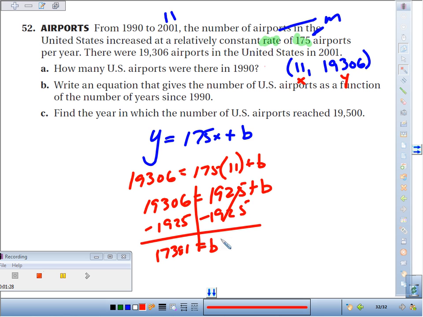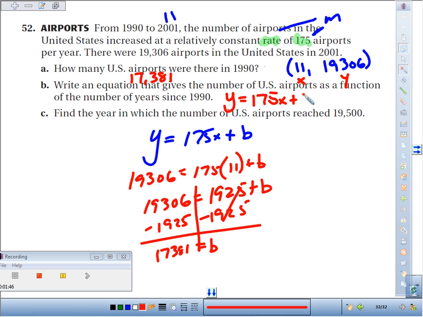Okay, so how many U.S. airports were there in 1990? There were 17,381. Write an equation that gives the number of U.S. airports as a function of the number of years since 1990. We've done all the hard work. We've got y equals our slope. They told us that was 175. Our y-intercept we just figured out in part A.